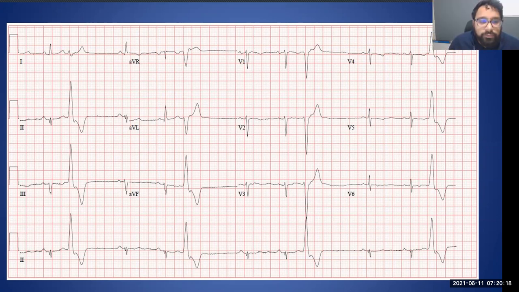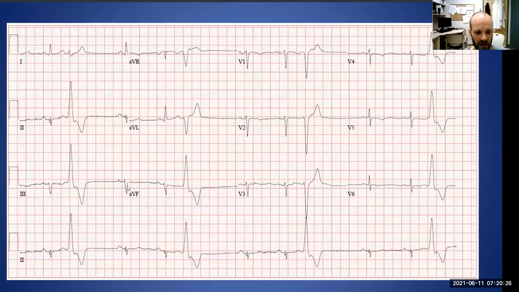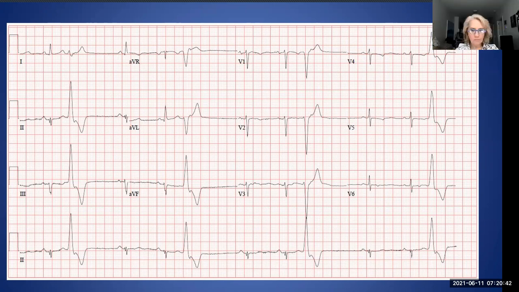Well done. Sorry, Charlie, for this one, did you say that the rhythm was regularly irregular or irregularly irregular? I would say here we've got a pattern. We go 1, 2, 3, 1, 2, 3, 1, 2, 3. I would say that in this case it's regularly irregular. I would agree with Anne's interpretation there.